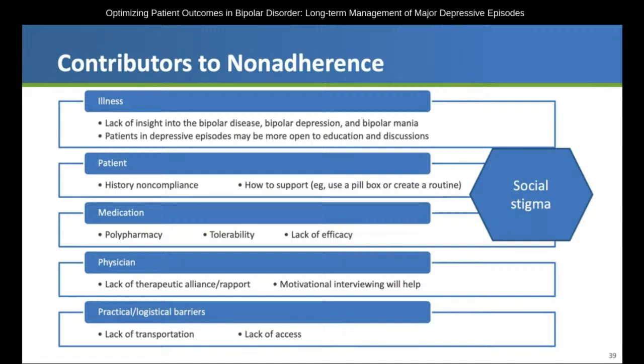We make sure that if they're having side effects, these are tolerable to them and don't preclude their continuing on the medicine. We don't want them to minimize their side effects because we want to understand what they are. Some of these can contribute, obviously: illness, polypharmacy, tolerability, and if things aren't working, lack of efficacy. Physician rapport is actually very important, and motivational interviewing can help. It's really seeking what is motivating the patient and using that as the platform to engage them with treatment. Of course, you want to look at logistics, including insurance, transportation, and so on.